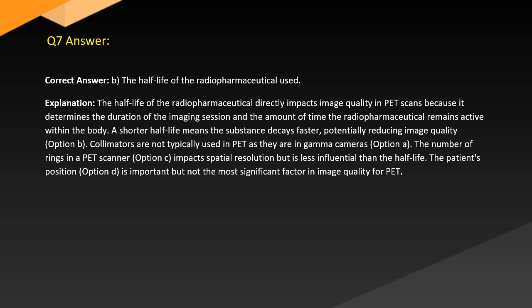Option A. Collimators are not typically used in PET as they are in gamma cameras. The number of rings in a PET scanner, option C, impacts spatial resolution but is less influential than the half-life. The patient's position, option D, is important but not the most significant factor in image quality for PET.